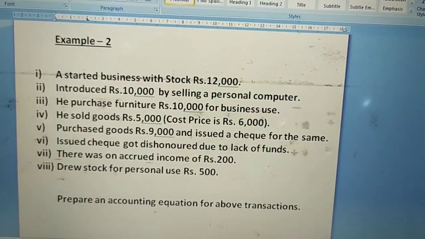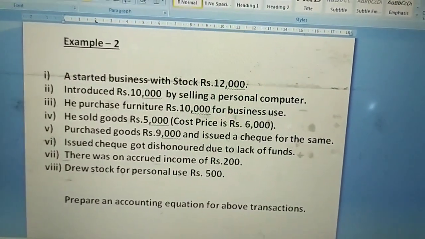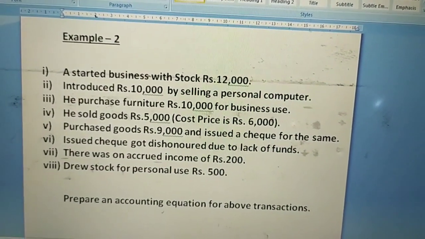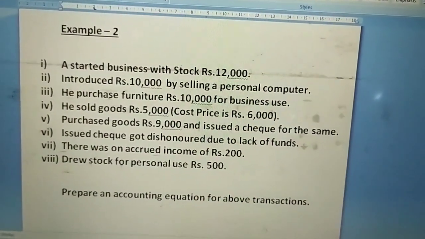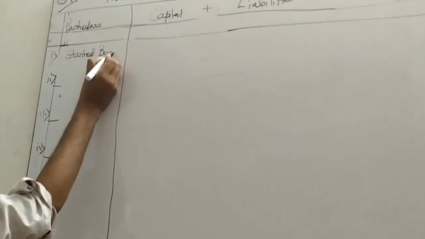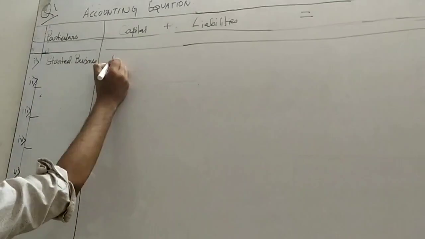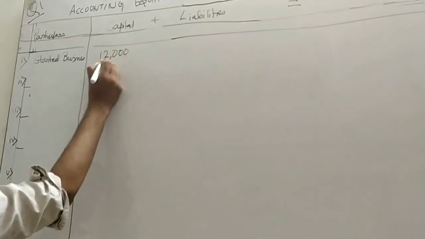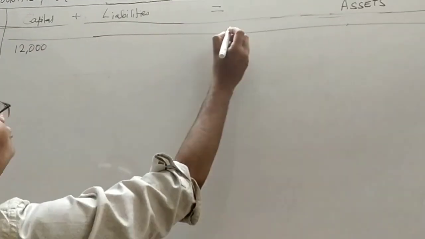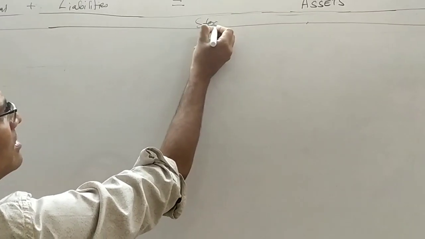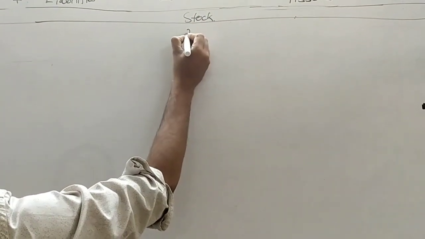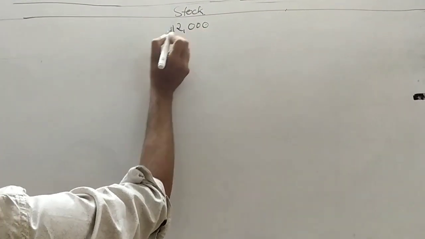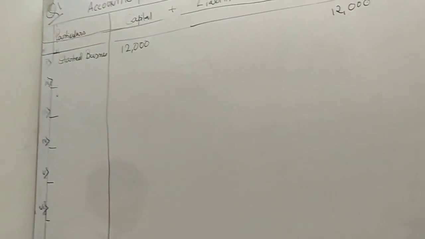Now we will be seeing example number 2. This is the sum. Please take the screenshot and I will do the sum on the whiteboard. First transaction, started business with stock. When we start business with stock of 12,000, our capital increases. So see, first transaction, capital increased and our stock value has increased by 12,000. This is our first transaction, started business with stock.